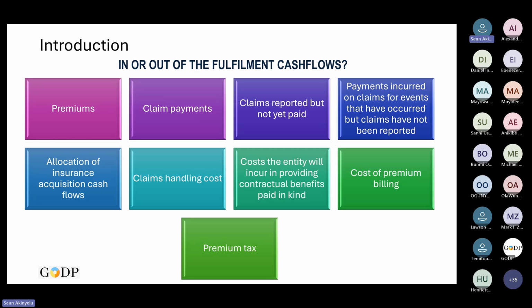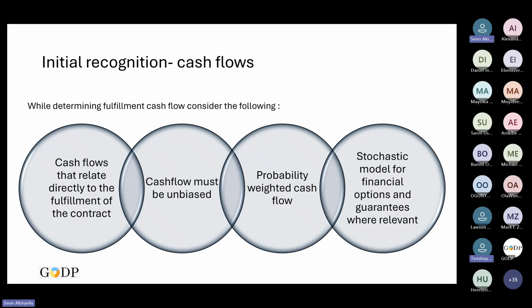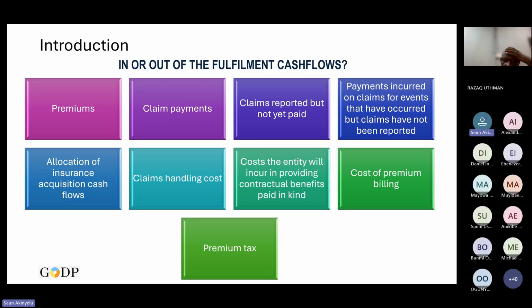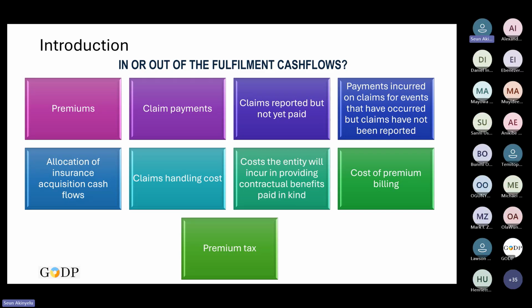Okay, okay. He said claims handling costs out. Okay, you are saying out. Why? Remember, I told you there must be cash flows that relate directly to the fulfillment of the contract. What about if that particular claim is directly attributable to that contract? Did you get me? So, in. I'm also talking to the person that said out. Remember, there must be cash flows that are directly attributable. So in a situation where you have general handling costs, out.